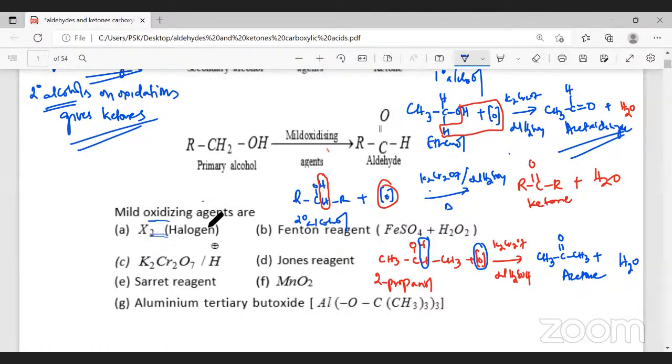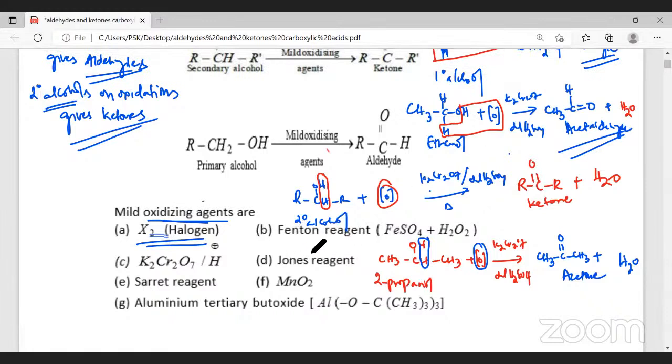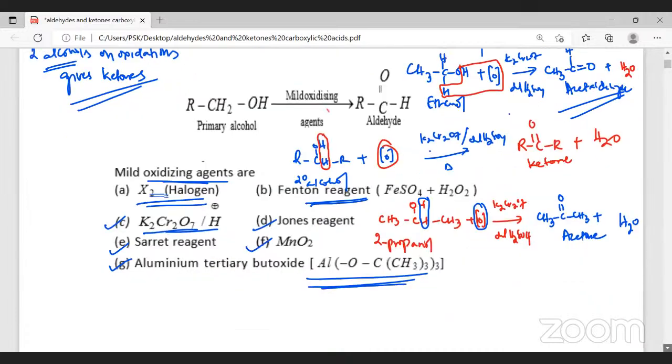Now here are some examples of mild oxidizing agents. Chlorine is a mild oxidizing agent. Bromine is a mild oxidizing agent. Halogens are generally mild oxidizing agents. A mixture of ferrous sulfate and hydrogen peroxide is called Fenton's reagent. It's for your information; nobody will ask any questions based on this, but you can remember it. Now, acidified potassium dichromate, this you should remember: potassium dichromate in dilute sulfuric acid is an oxidizing agent. Then Jones reagent, Sarett's reagent, manganese dioxide, aluminum tertiary butoxide. You will be using aluminum tertiary butoxide as an oxidizing agent in this chapter. We will be learning it sometime later. So these are examples of oxidizing agents.